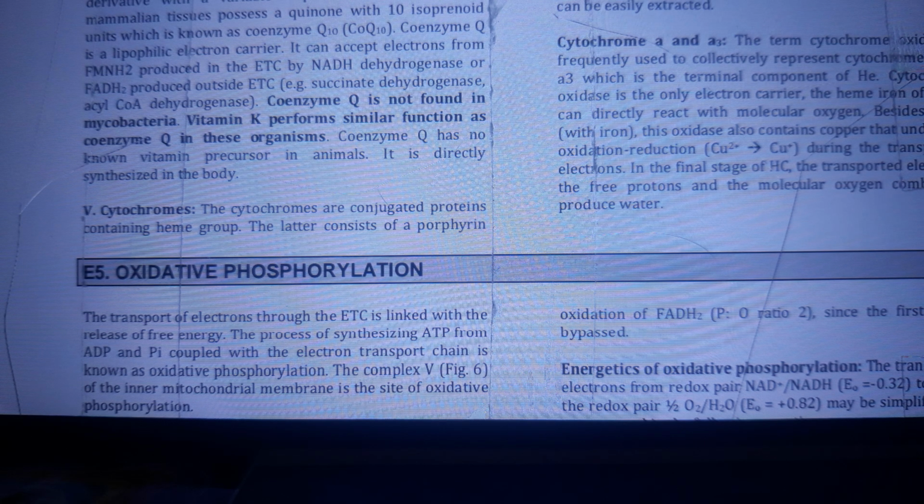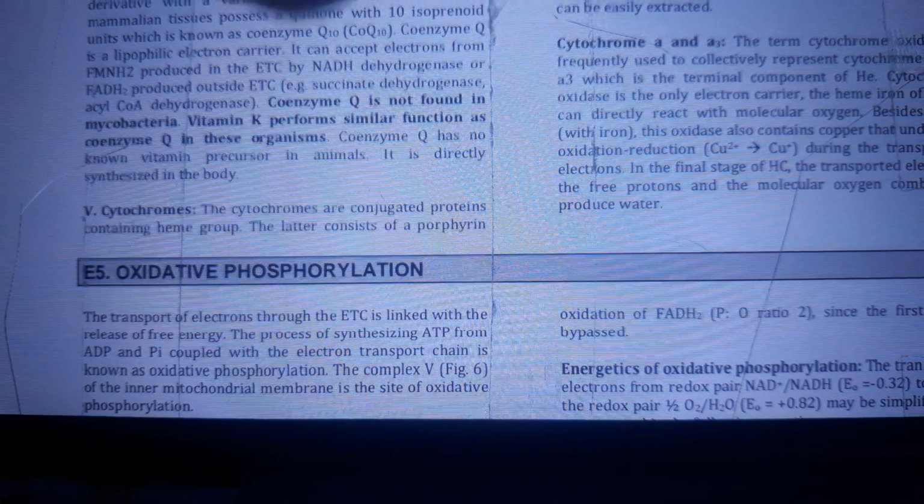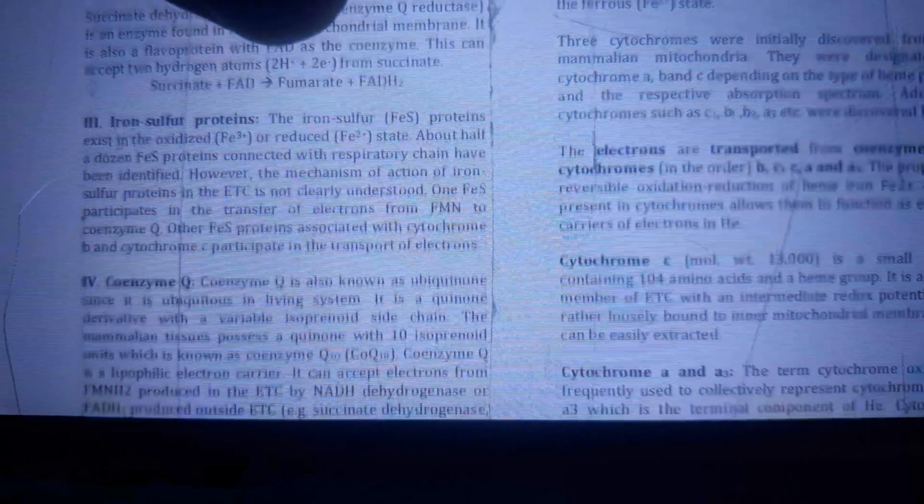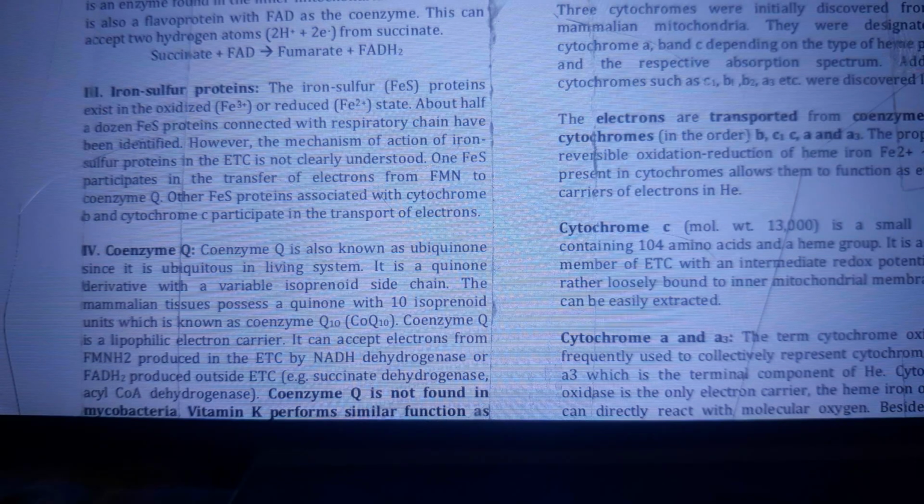Cytochromes. The cytochromes are conjugated proteins containing a heme group. The latter consists of a porphyrin ring with an iron atom. The heme group of cytochromes differs from those found in the structure of hemoglobin and myoglobin. The iron of heme in cytochromes is alternately oxidized Fe3 plus and reduced Fe2 plus, which is essential for the transport of electrons in the ETC. This is in contrast to the heme iron of hemoglobin and myoglobin, which remains in the ferrous Fe2 plus state.